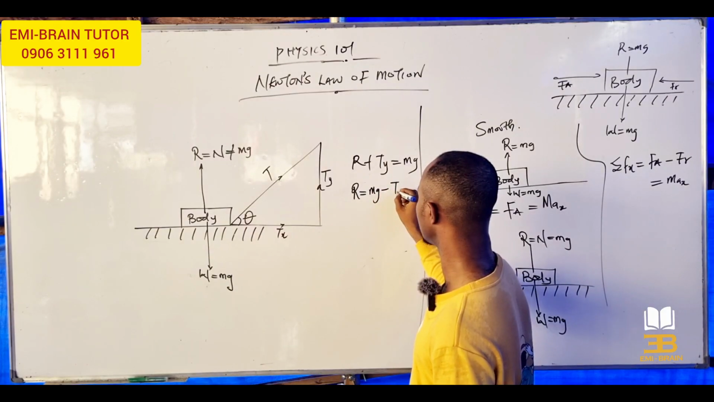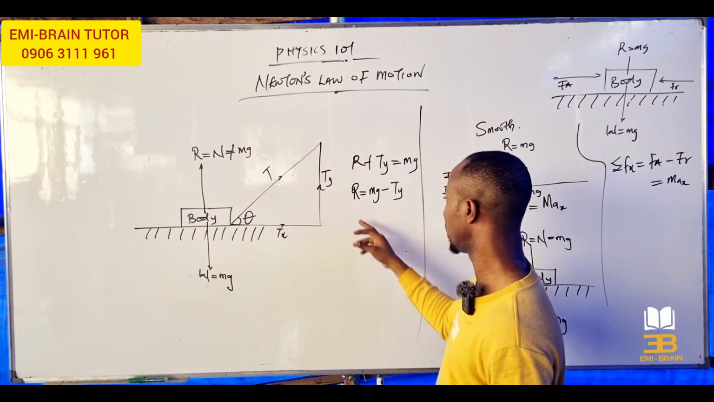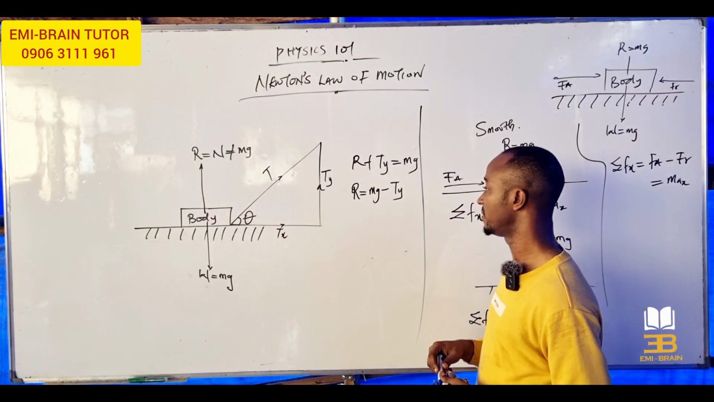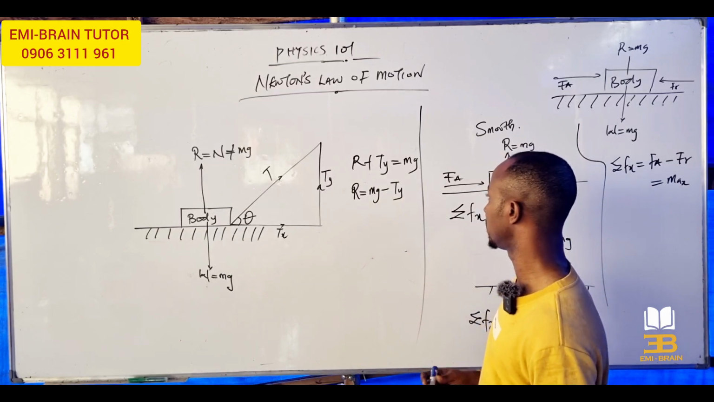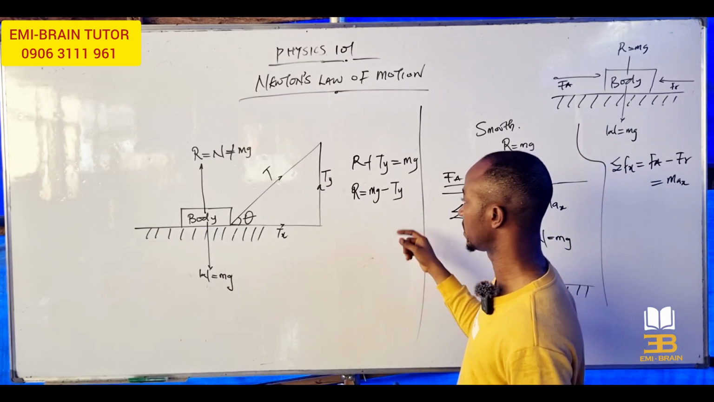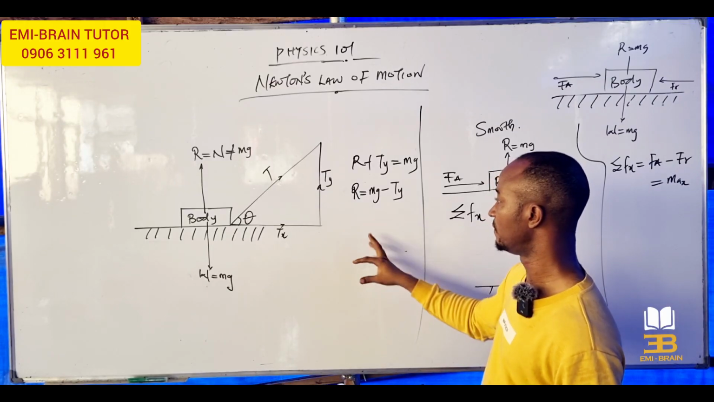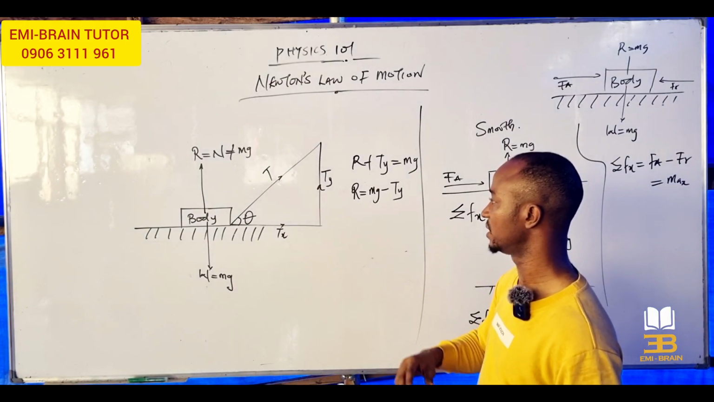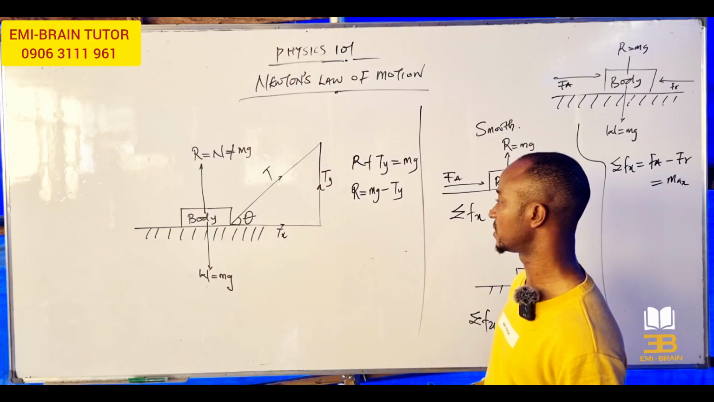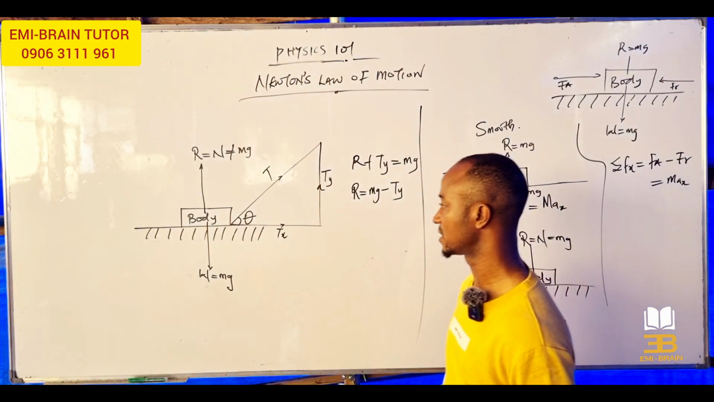Mg minus Ty. Normal reaction is equal to Mg minus T1. Alright? Okay, so that's my normal reaction. But I want us to look at the horizontal forces acting on this body. Let's consider the horizontal force acting on this body.